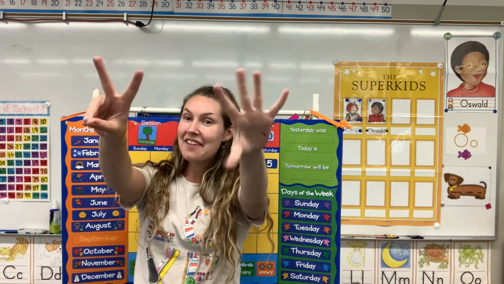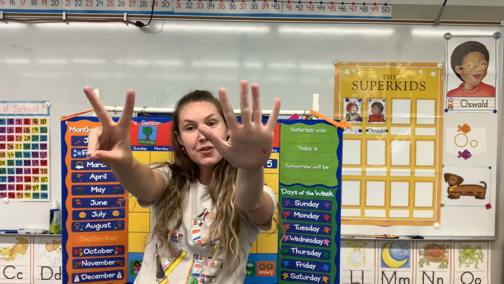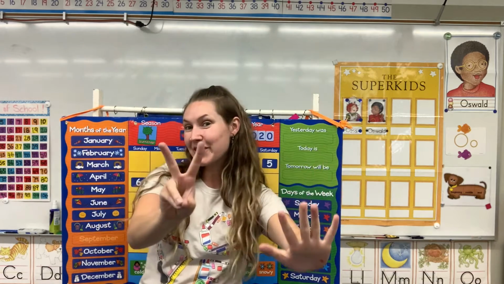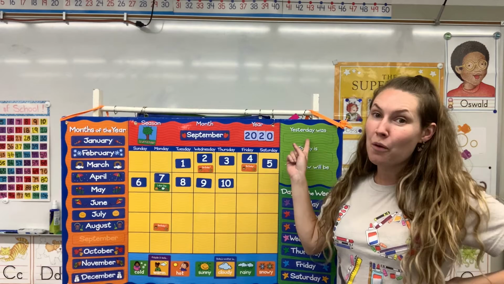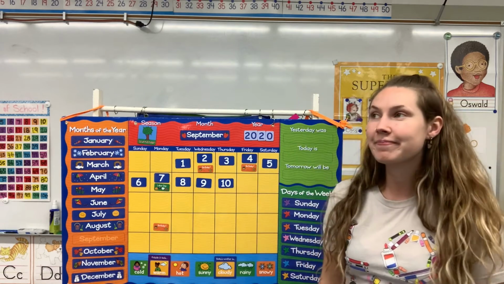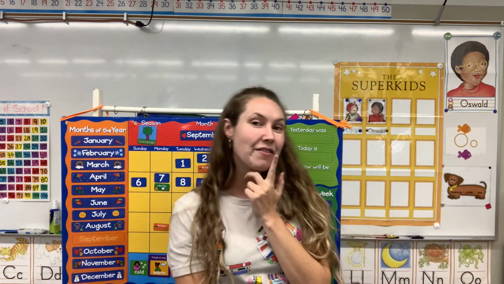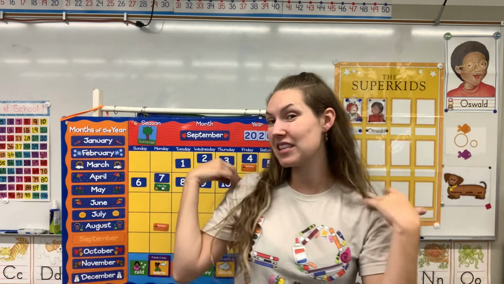And we're making 7. We're using a 5 and a 2. 5 weekdays, 2 weekend days. Let's begin with thinking about what yesterday was. What day of the week was it yesterday? What day of the week was it yesterday? It wasn't Monday. It wasn't Tuesday.